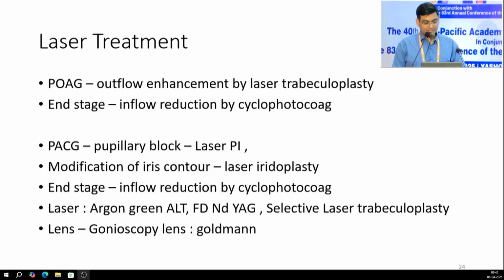We have laser treatments available. Laser trabeculoplasty actually burns the trabecular meshwork and opens the channels. In cases of end stage, where the patient is usually PL denied, we can reduce the inflow by doing a cyclophotocoagulation. In PACG, a patient coming to you with pupillary block, do a laser PI. And in end stage, again, you can do cyclophotocoagulation.